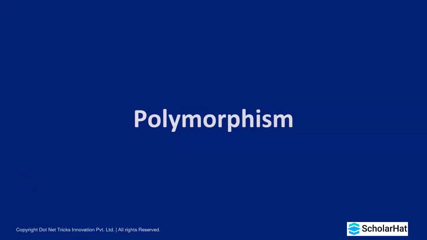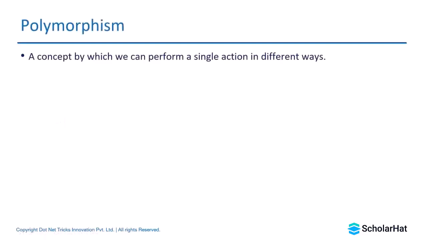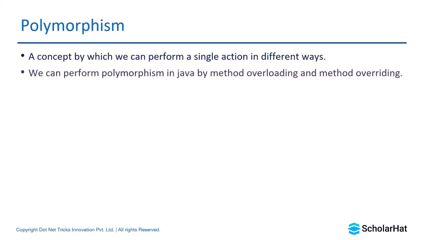Today in this session I am going to talk about polymorphism, which is another most important concept of object oriented programming. Polymorphism is a word made up of two subforms, poly and morpho, where poly means many and morpho means forms. Polymorphism in Java can be achieved in two different ways, known as method overloading and method overriding.